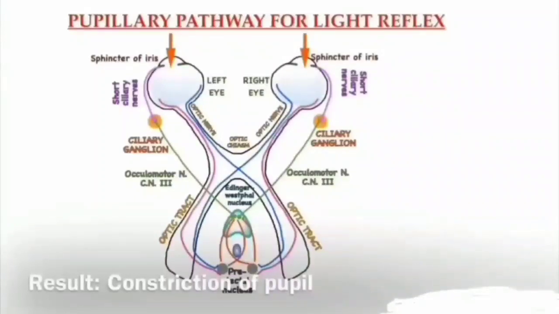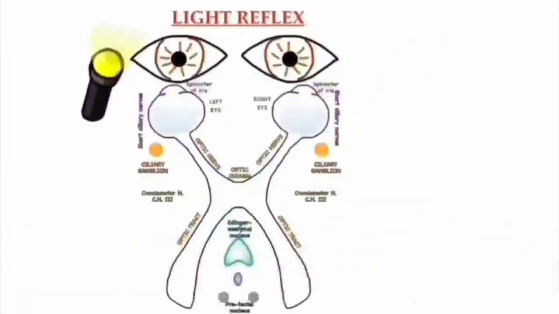So what does light reflex mean? It means that when light is shown in one eye, both the pupils constrict. There are two types of light reflex: direct light reflex and consensual or indirect light reflex.